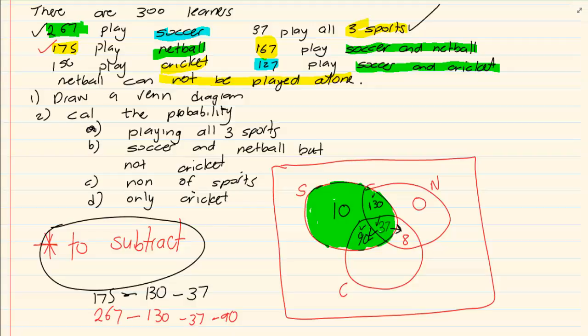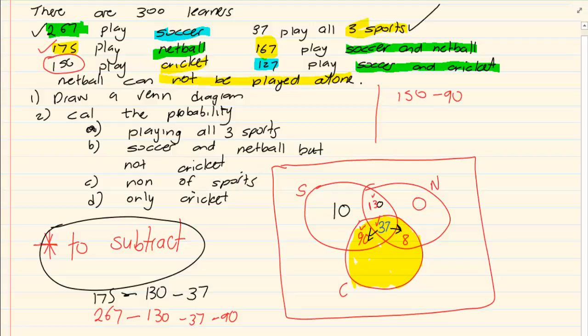Now how do we do the cricket? If you look, this circle is cricket. So this entire circle must equal the amount of cricket players. And how many cricket players do we have? 150. Now from the 150, we already take out 90 because the 90 was taken out when they were linking with soccer. We already take out the 37 and we take out the 8, which will give us 15. So the amount of players that are playing cricket alone is 15.